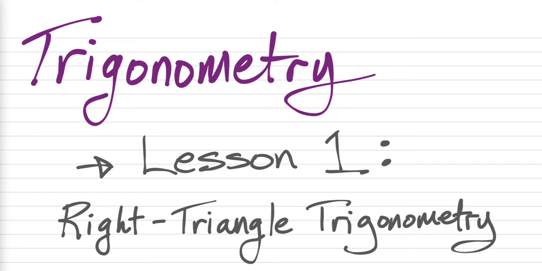So we're going to start with right triangle trig. There are all sorts of different kinds of trig. Trigonometry just means the study of angles, which I know a lot of you probably feel brings back memories of geometry or something.